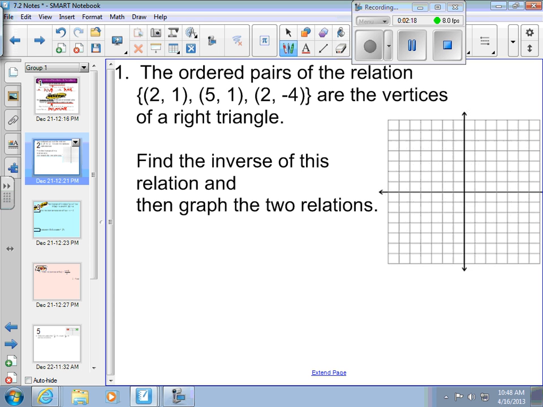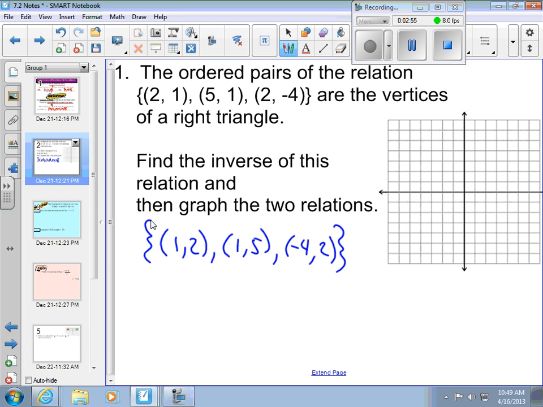In this next one, a new set of ordered pairs are given for a relation, and they are the vertices or corners of a right triangle. They want us to find the inverse of this relation and then graph both. So here's what we're going to do first. Let's find the inverse. What would be the inverse relation? Remember, you do that by switching the x and y's around. So if we switch around our first ordered pair 2, 1, we'd get 1, 2. Let's do the same with the next one, 1, 5. And finally, our last one would be -4, 2. That is our inverse relation.